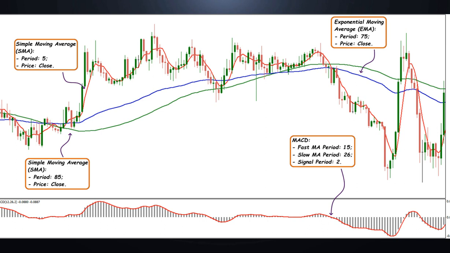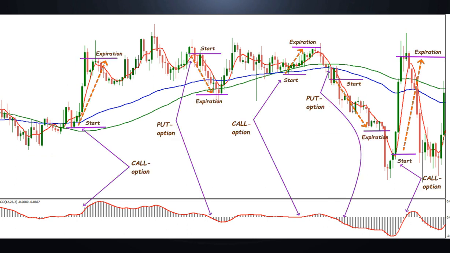Standard MACD. This indicator works both as a trend and as an oscillator instrument, so it will be the final signal to open an option. On the screen, trading signals and open options when the following conditions are met.